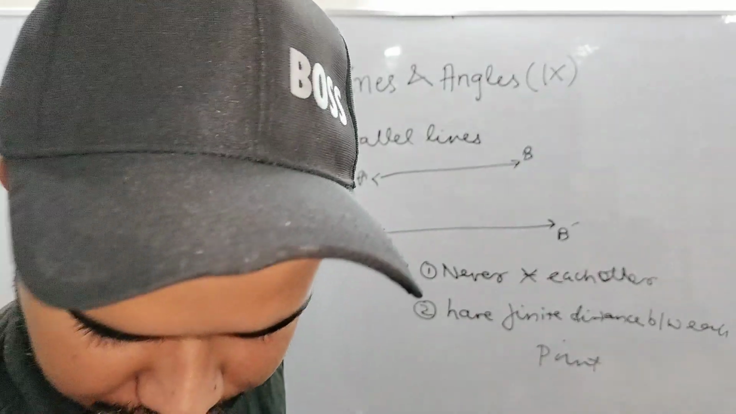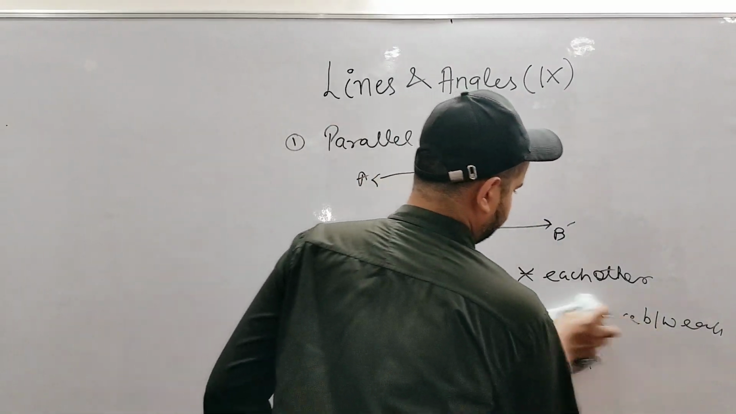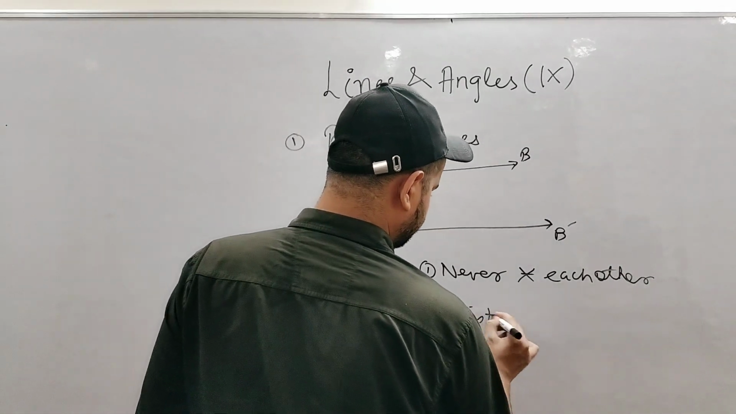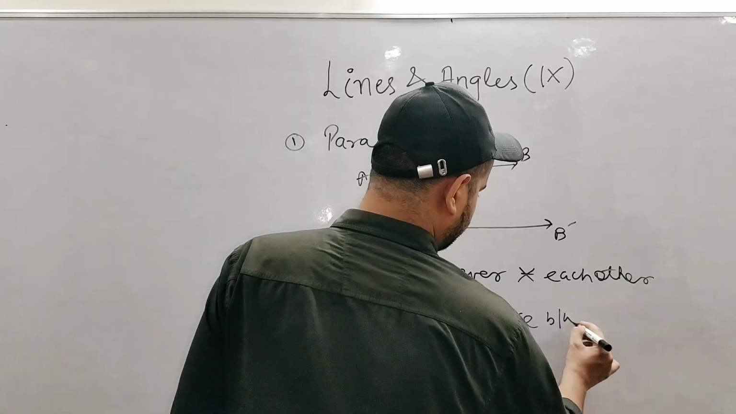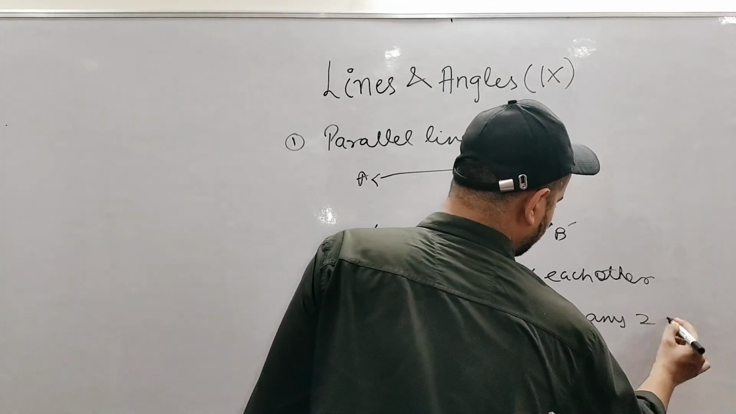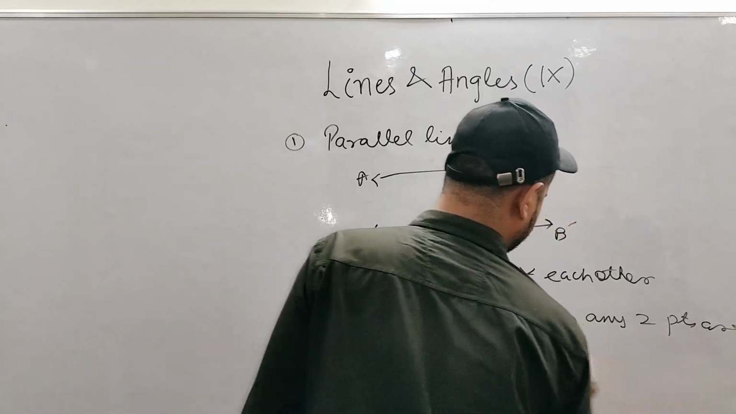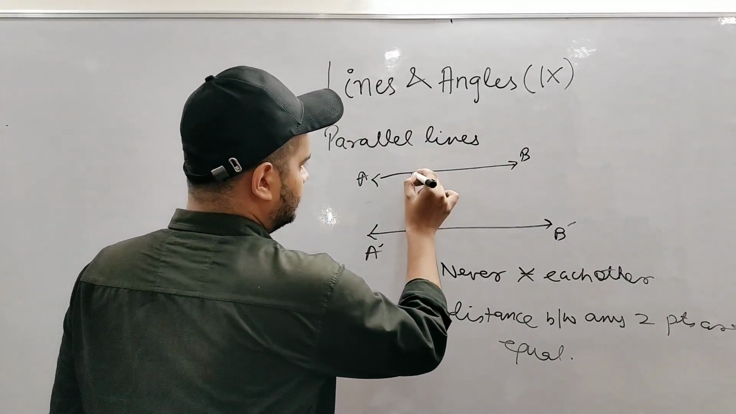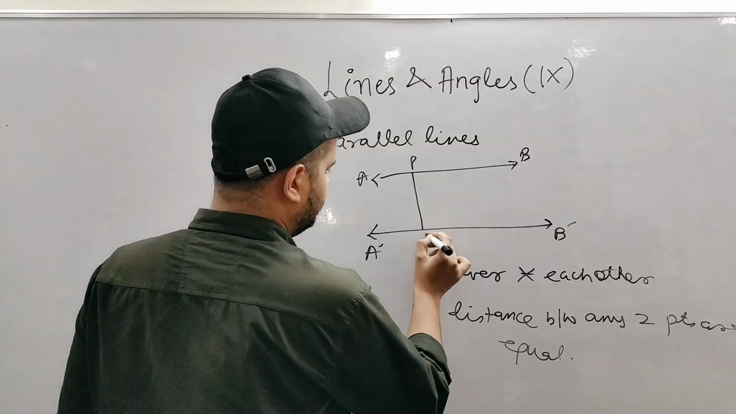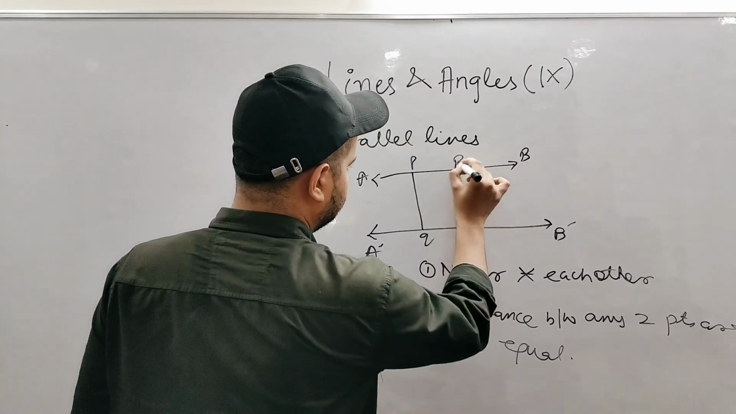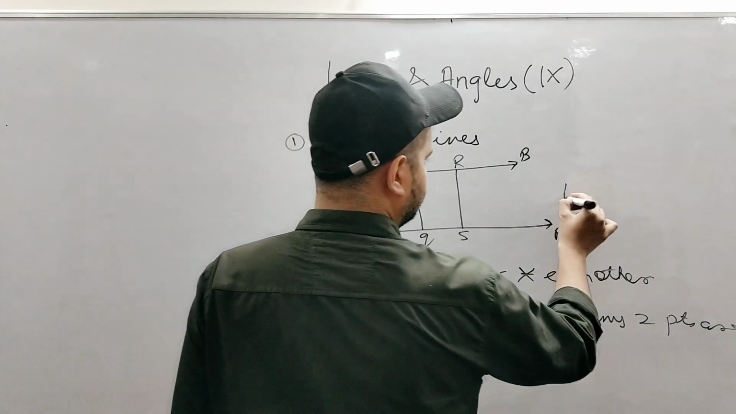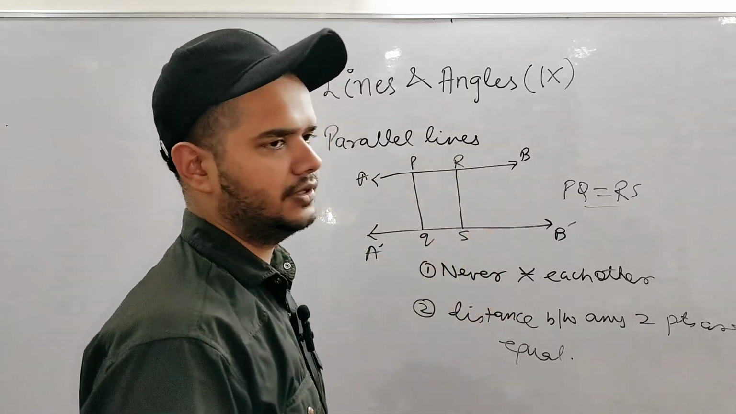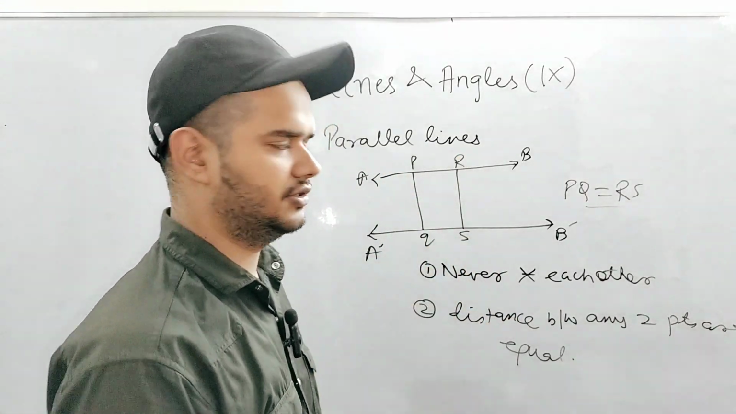or the distance between any two points are equal. That means distance between PQ and RS are equal. It is parallel if PQ is equal to RS and AB and A dash B never intersect each other.